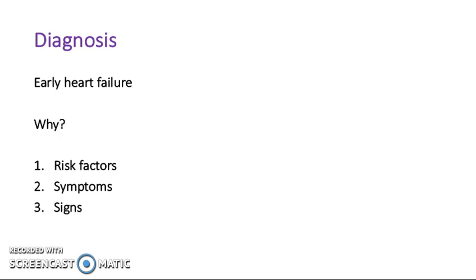To start, we can look at his risk factors. He's male, he's over 70, and he has hypertension, which is one of the causes of heart failure. He had exertional dyspnea and orthopnea and sleeps with a couple of pillows, as well as a non-productive cough, nocturia and some edema in his ankles. These are all early symptoms of heart failure.